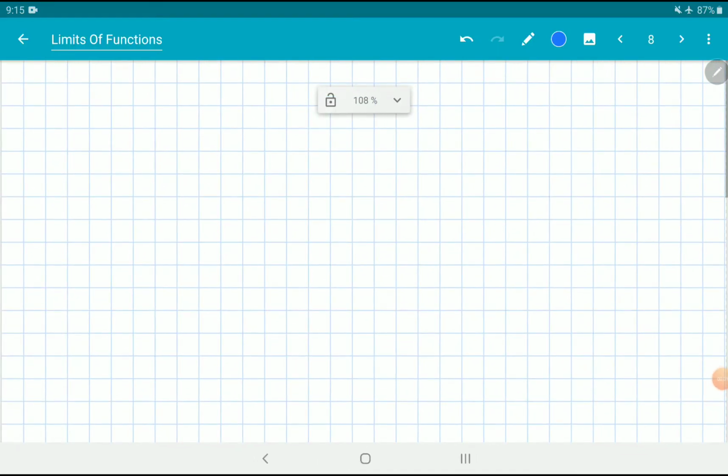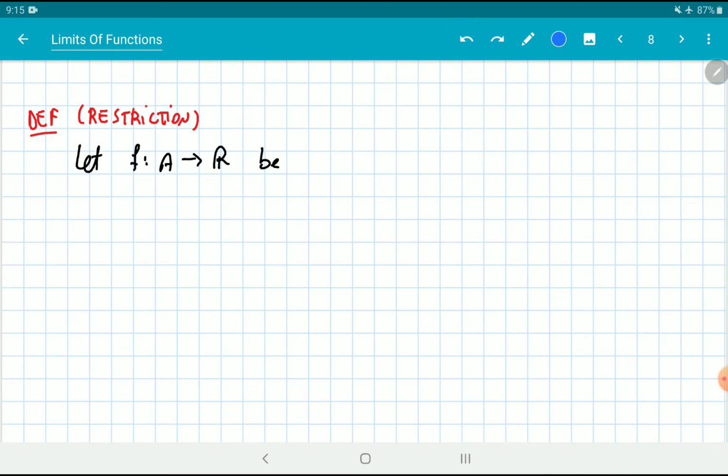Okay, now we discuss another concept, the one of restriction of a function. So let me write down a definition first. Start with a function defined from a subset of the real numbers A into the reals, and let B be a subset of A.